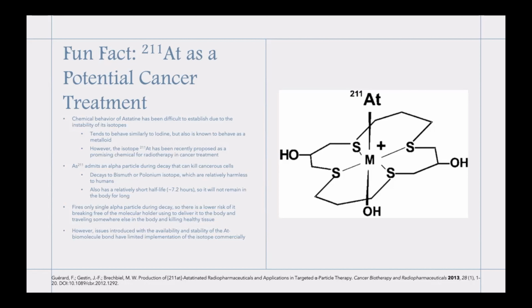So not only will it not remain in the body for the sake of not killing healthy tissue, but also it will not remain in the body for a long period of time, so as not to pose a biotoxicology risk to the patient. However, it should be noted that astatine and the different complexes that can be formed, an example of which is one I've shown on the right here, have been limited in the study of their stability and the implementation to test these in human subjects.